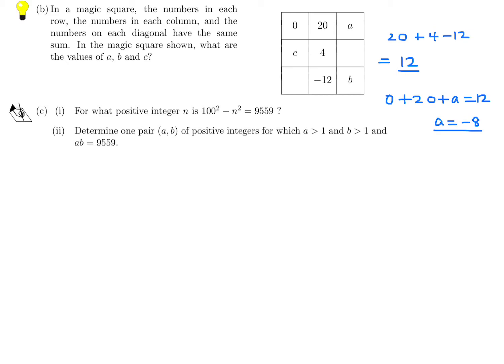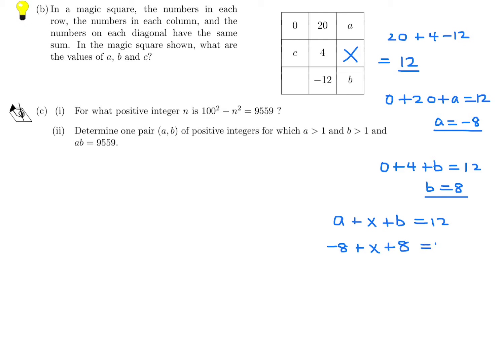Keep going. I guess I can use this diagonal to figure out B. 0 plus 4 plus B will be 12. So that means B is equal to 8. All right, great. I got another one. I guess where do I go to find C here? Well, C is here. I think I will need to know what's this guy, so I'll just call that X. So A plus X plus B is equal to 12. Well, A is negative 8, and B is positive 8. So that looks like X is equal to 12.